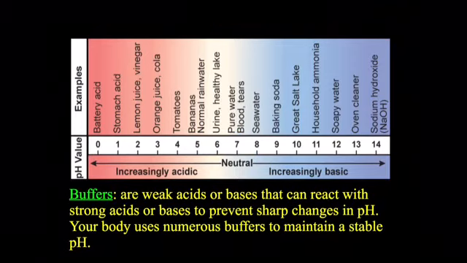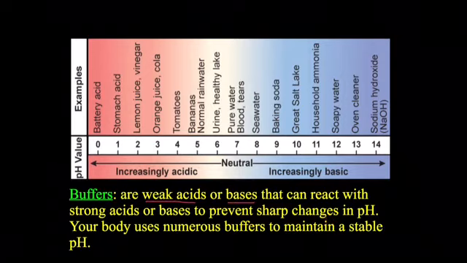This may be the only new word that you've never heard before. At least, I don't know if it was mentioned so much in physical science, but a buffer. Buffers are actually very, very cool. We're not going to get into all the details, but they're weak acids or weak bases. And what's important about them is that they actually prevent sharp changes in pH. They keep the pH of a solution stable. And our body uses numerous buffers to maintain a stable pH right around neutral.